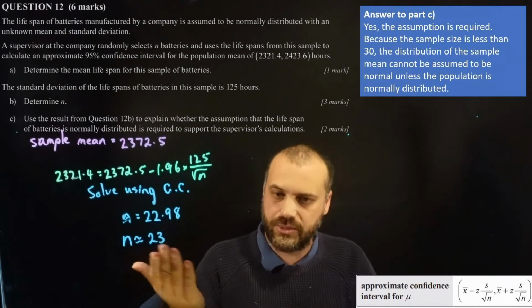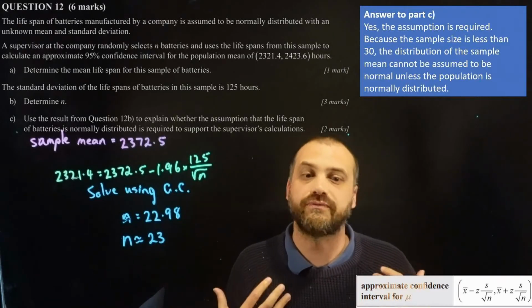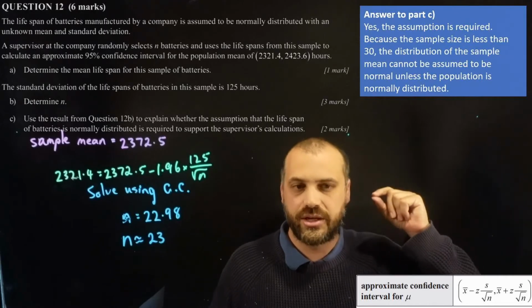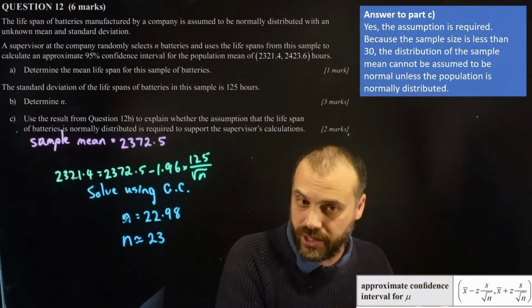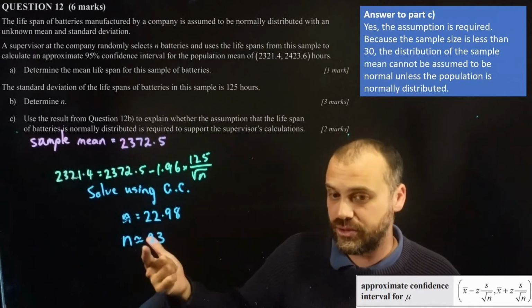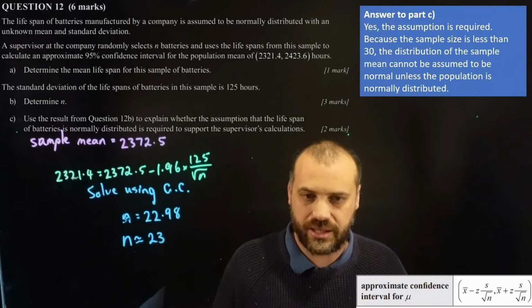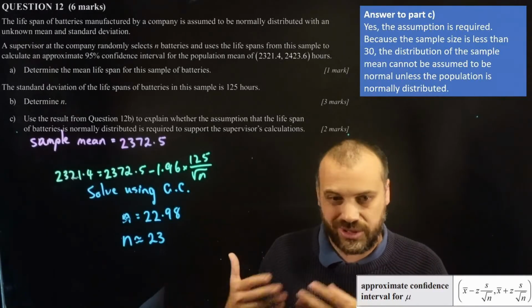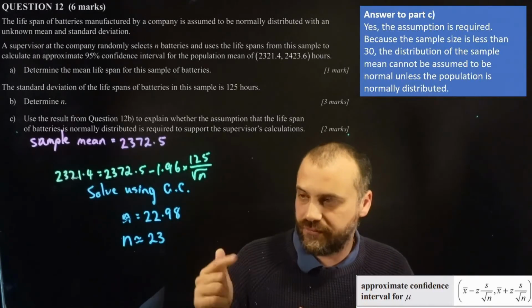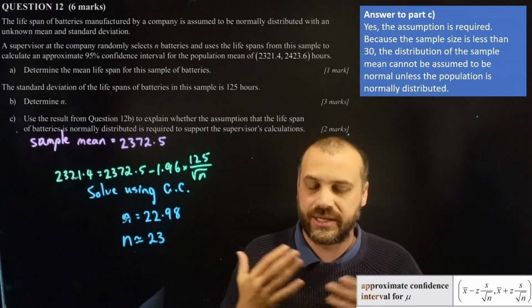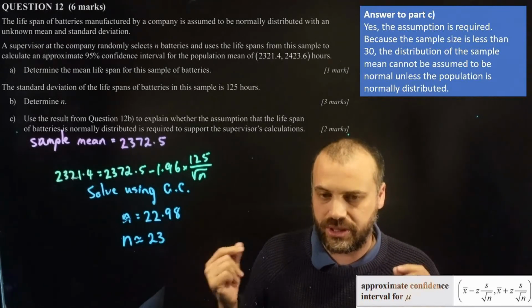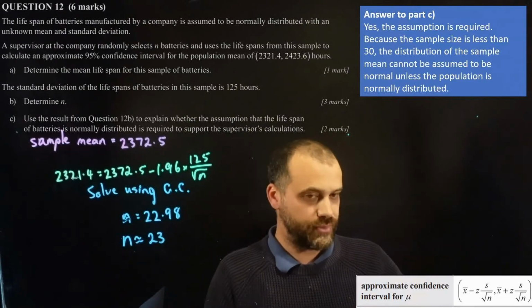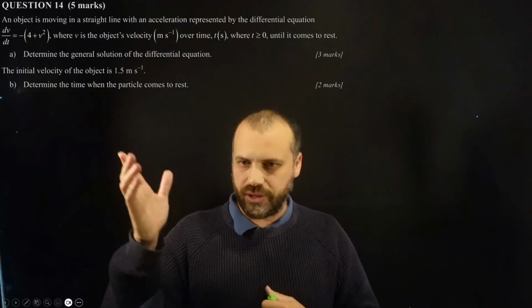So if our answer here was different, if our answer here was n equals 45, our answer would say, no, the assumption is not required because n is greater than 30. So 30 is your magic number here. If it's less than 30, you have to know that the population is normally distributed or it won't work. If n is greater than 30, it doesn't matter how the population is distributed, your sample means will be normally distributed. Celebrate!